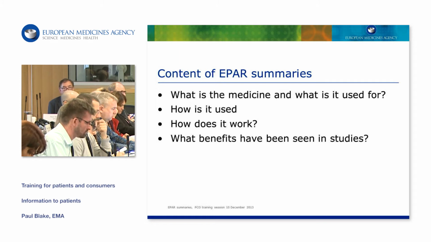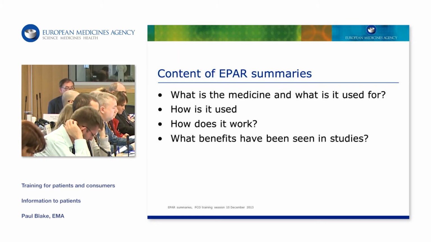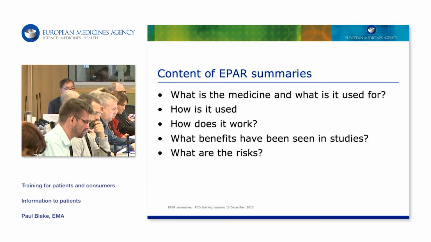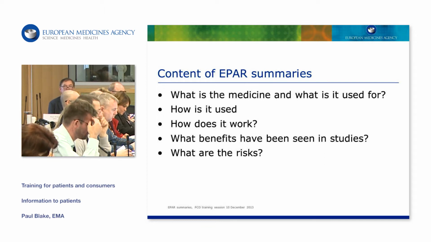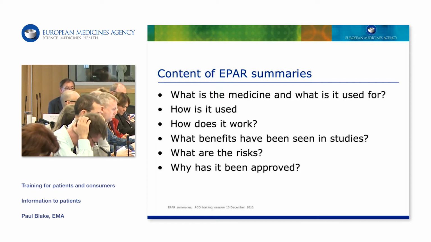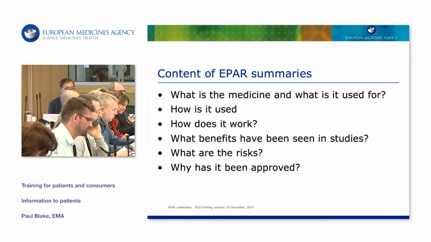And we discuss the main studies that were used in its licensing and what the benefits were that were seen in those studies. And because the licensing of medicine is about the balance of benefit and risk, we also have a section on what the risks are. This will give you the most common side effects and possibly the most serious ones, and also the conditions that prevent the medicine from being used, the contraindications. And then we have basically a summary of the committee's reasons for approving the medicine, how they judged that balance of benefit and risk.